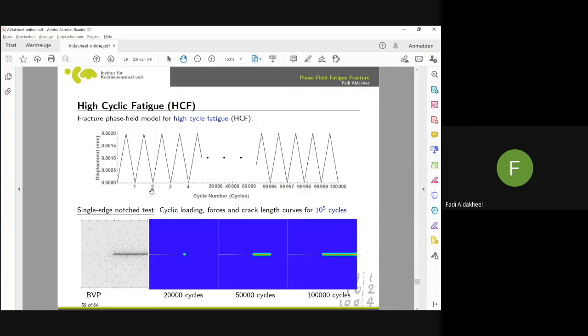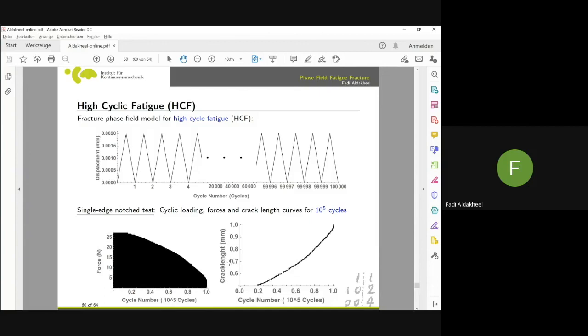Yeah, you can also go for compression or you can stop here. It's your choice. We just wanted to check if the model works, and we have done that for 100,000 cycles. So we are in the range of high cyclicity, right? After 20,000 cycles, we have seen the initiation of the crack. It's like loading and loading, yeah? Till 20,000 cycles, and this propagates till the final failure.